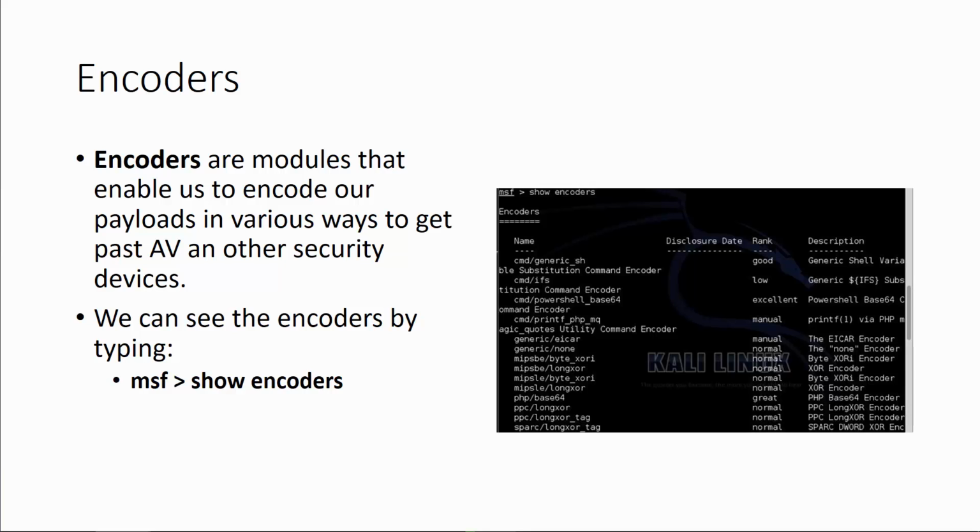Encoders is another one. Encoders are modules that enable us to encode our payloads, and this is so that various antiviruses may not be able to see it. Normally we encode several times, just in case our first encoder doesn't encode it properly. Encoding is a way to mask our signatures.